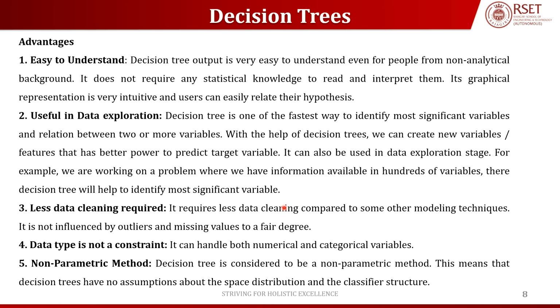Third, they require less data cleaning compared to many other models. Decision trees are not heavily affected by outliers or missing values, which makes them quite robust in real world data. And fourth, they can handle both numerical and categorical data types. So whether your variables are numbers like age or income or categories like male or female, they can work with both.